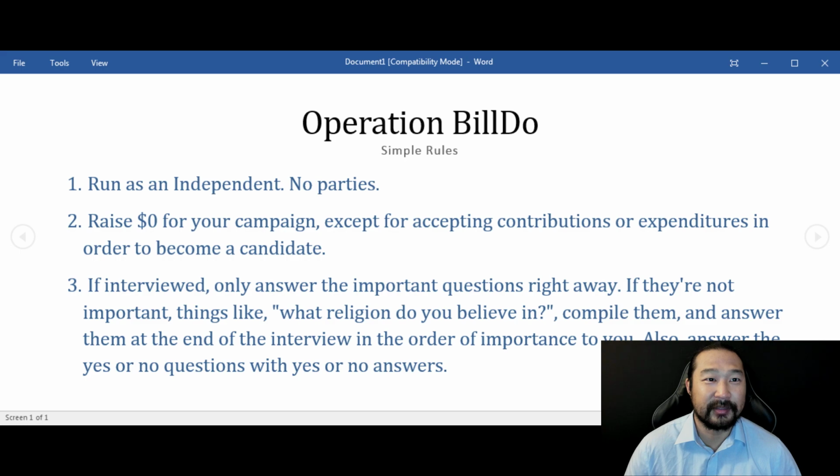Just give a simple answer, and that goes to things like, if they're not important things, like what religion do you believe in, that shouldn't even matter. So you go in and compile those questions, write them down somewhere, and say, I'm going to answer that question later, in order of importance to me, at the end of the interview. And that's it. Whenever a reporter asks you a couple of those questions, you go and reserve them to the end.